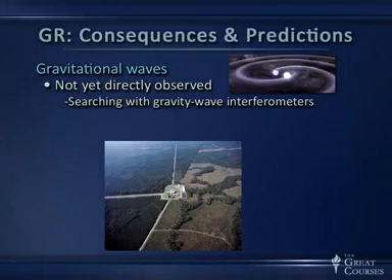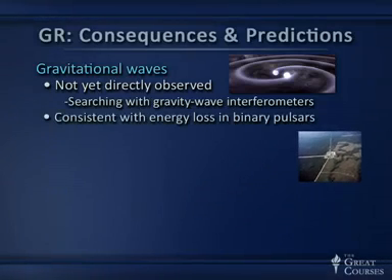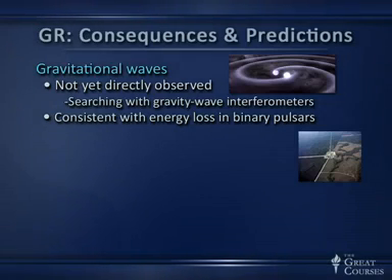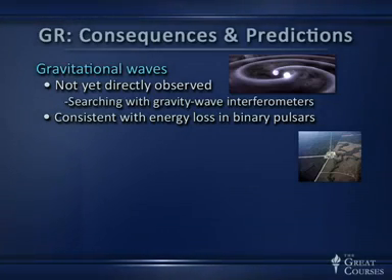We have sort of seen these gravitational waves as associated with energy loss in binary pulsar systems where the system is radiating gravitational waves. We haven't detected the waves, but the loss in the energy as the orbits change is consistent with what we think the radiation of gravitational waves should be.